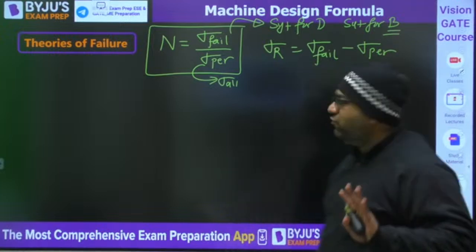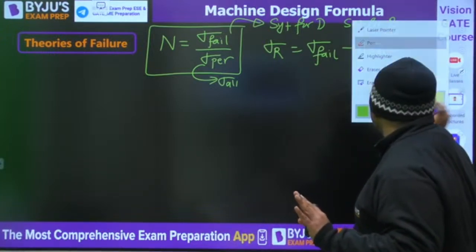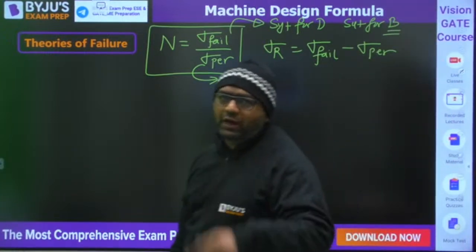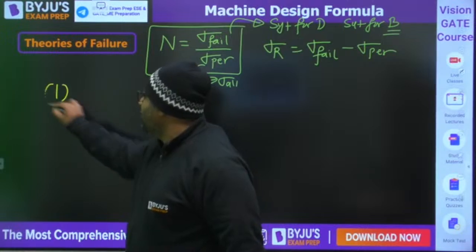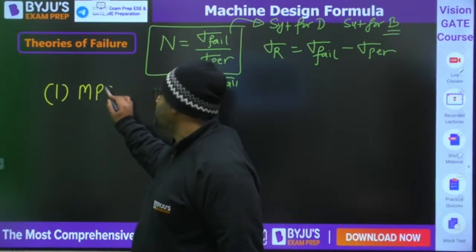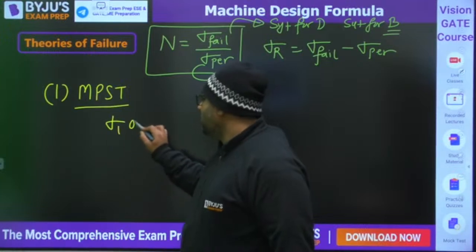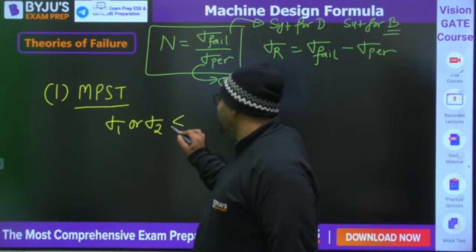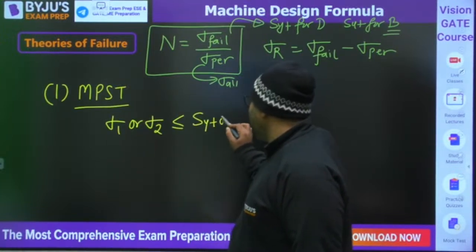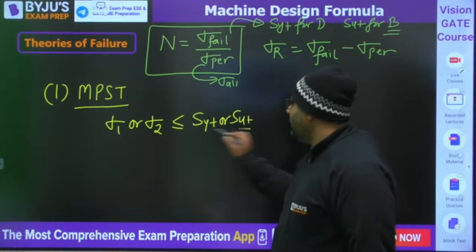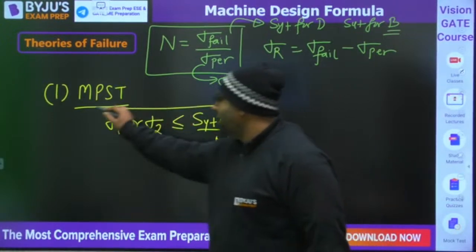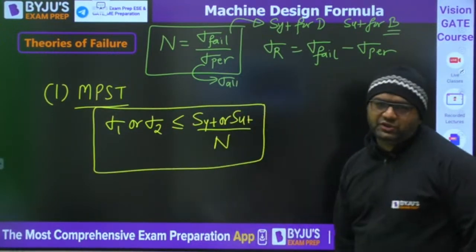I would just write, it is formula revision, so I am not going to teach any other thing other than formulas. So the very first theory you have studied here is the maximum principal stress theory. The maximum principal stress theory says sigma 1 or sigma 2 is going to be less than or equal to SYT or SUT by N. This is the formula for MPST, maximum principal stress theory.